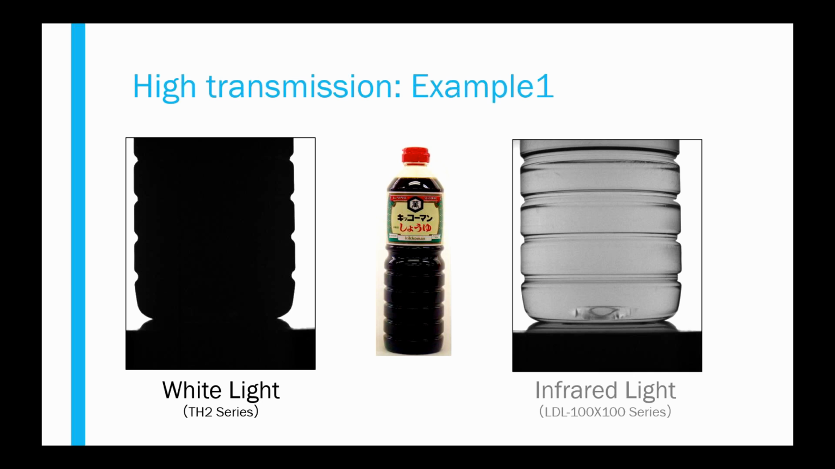So an example of a high transmission application is looking at this bottle of soy sauce. With white light and that dark soy sauce, it's really hard to look through and see if there was foreign material inside of the bottle. Versus with the IR light, it can actually transmit through that soy sauce, shine completely through, have that light reach the camera, and then that foreign material in the bottom blocks it, so we can actually detect that foreign material in this bottle where visible light would not have been able to help us.